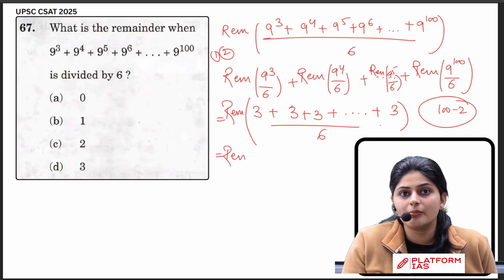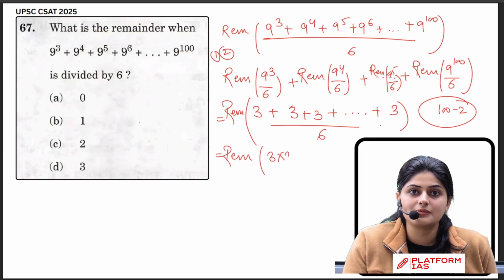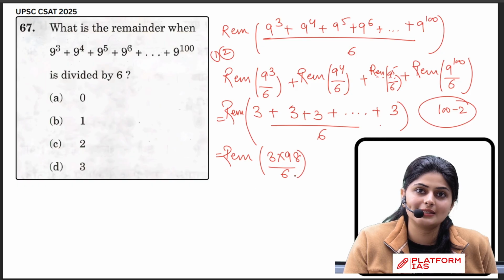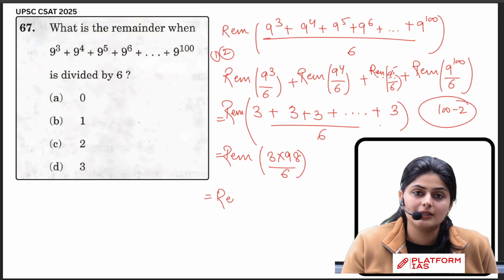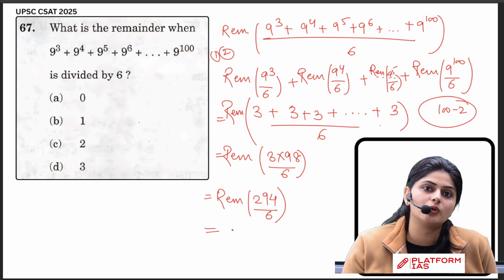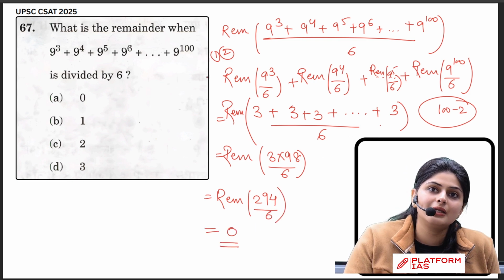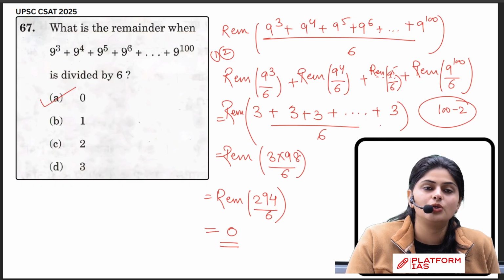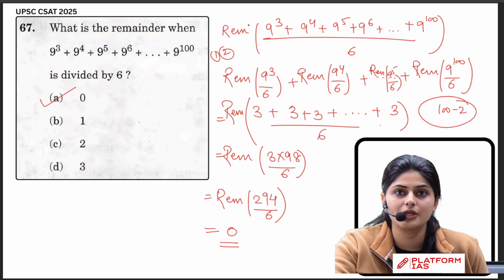So it will be the remainder of 3 times 98 over 6, which is nothing but the remainder of 294 over 6. And what is the remainder? It will be 0. So the remainder of this is 0. That is your answer, option number A.